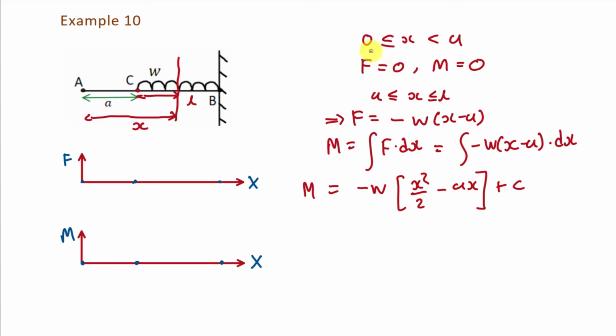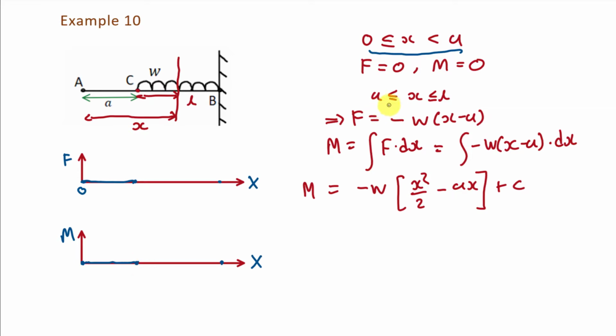Now in the interval of 0 to A, the value of shear force is 0. So it will be a line on the x-axis from point 0 to point x is equal to A. And also the value of bending moment is 0 in this interval. So there will also be a horizontal line on the x-axis from point A to C.